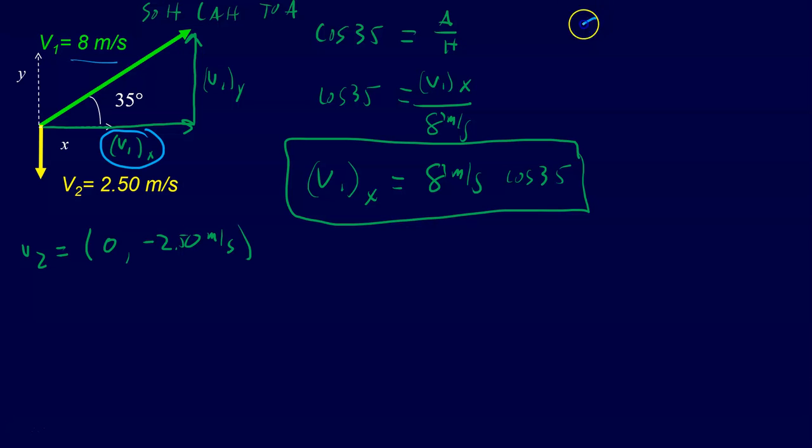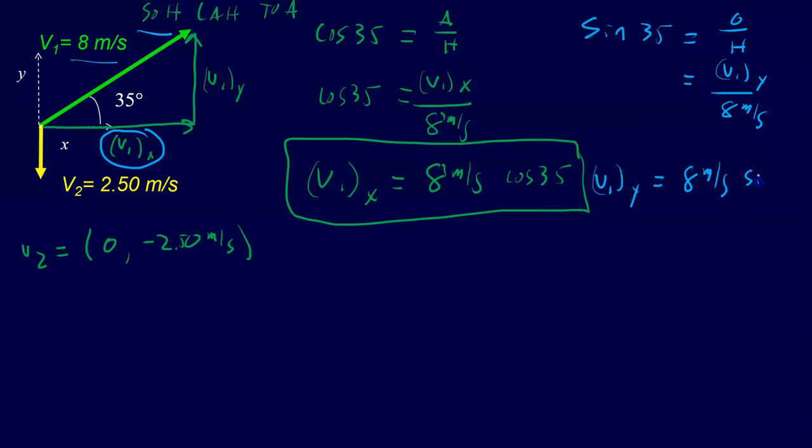If I do the other side over here, I get sine 35 equals opposite over hypotenuse. That's the SOH, right? Looking at my picture, the opposite side would be the v1 in the y direction, and again my hypotenuse is 8 meters per second. So v1y comes out to be 8 meters per second times sine 35.